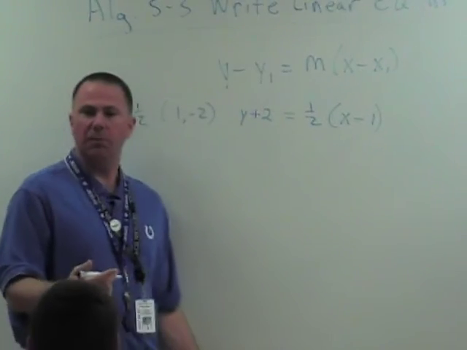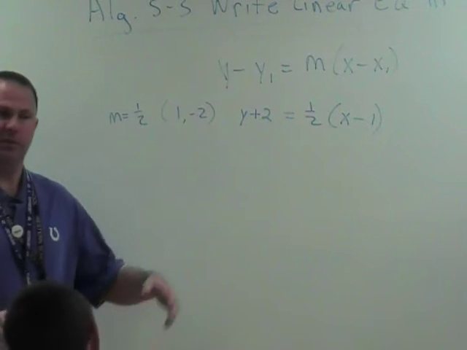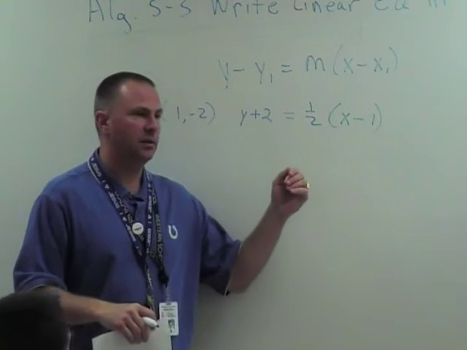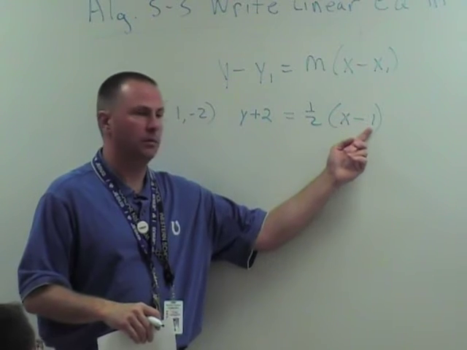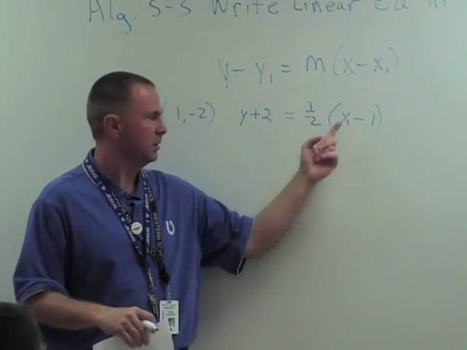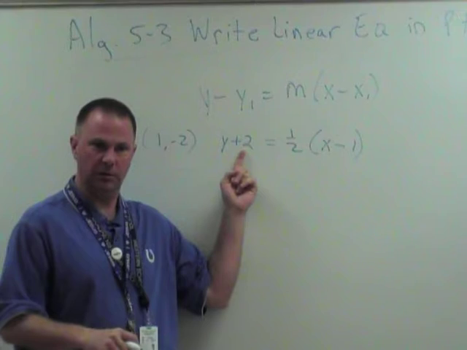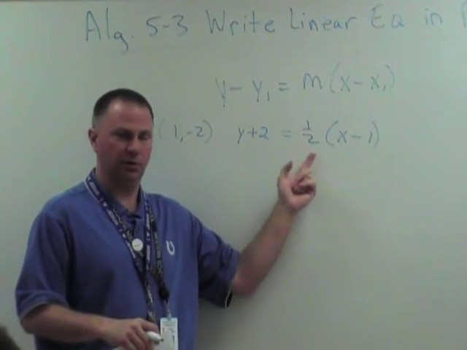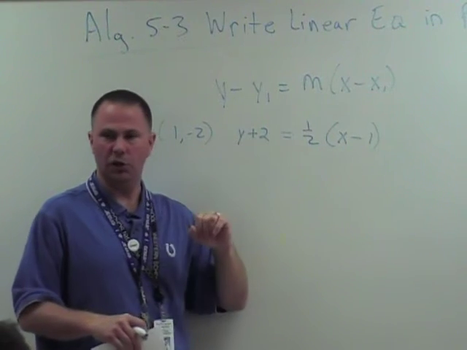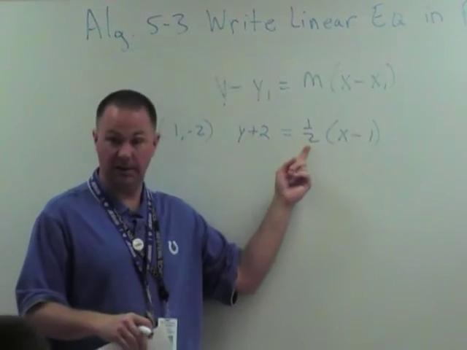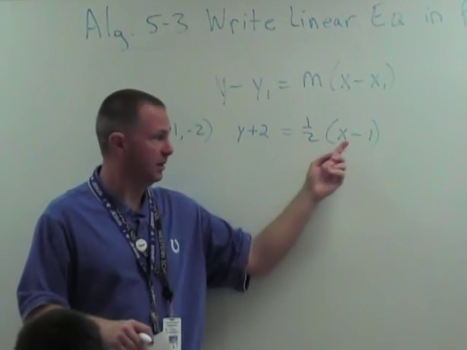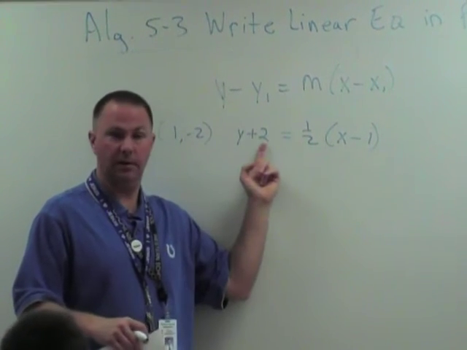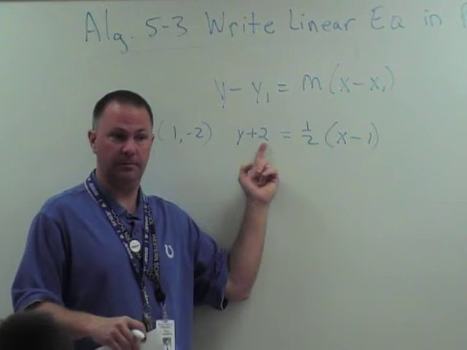So it's just like slope-intercept form, except it's a different way of writing it. Your point is positive 1, negative 2, with a slope of 1/2. So if I gave you the equation, you should be able to tell me the slope easily. And then the point, the opposite of the sign, x, y. Got it? All right.